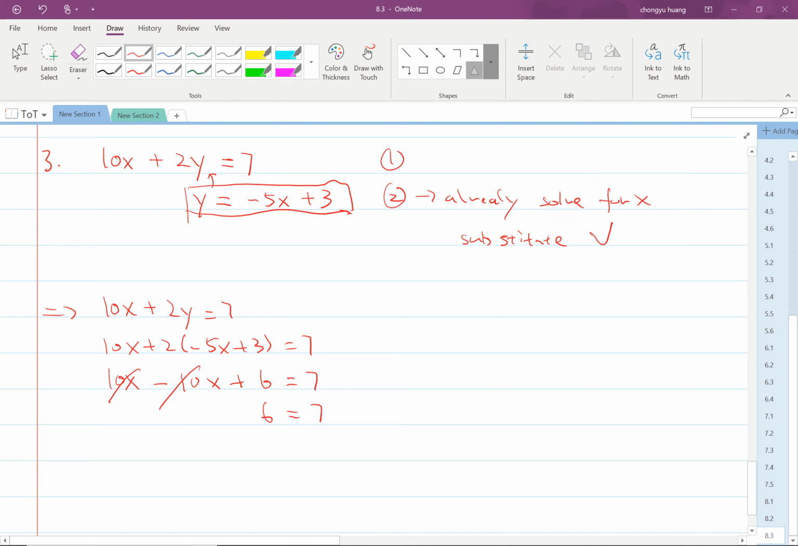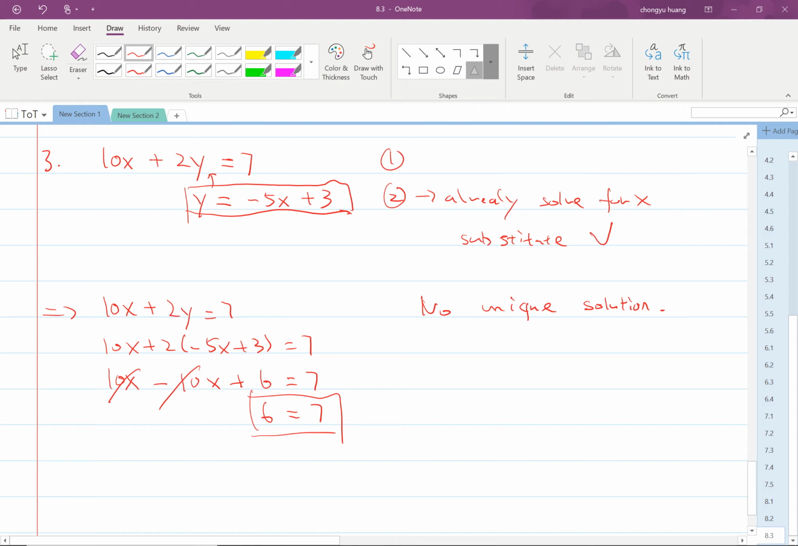So as you can see over here, we don't have a unique solution, right? So obviously it's no unique solution. So we have to determine whether this system is inconsistent or dependent. As you can see, the final statement over here is 6 equal to 7, right? And this statement is actually wrong. 6 is actually not equal to 7.